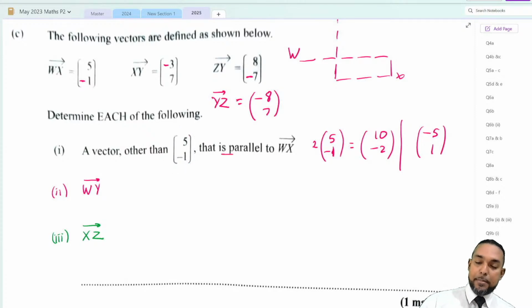When vectors are parallel, they're said to have a scalar relationship. The scalar is simply the number on the outside, multiplied by the numbers on the inside, right? You could pick any number you want. I would pick 2 because it's the easiest number, or -1, right? But you could use 3, you could use 10.